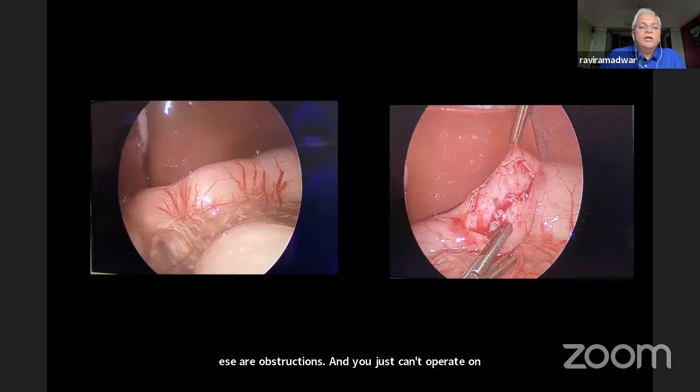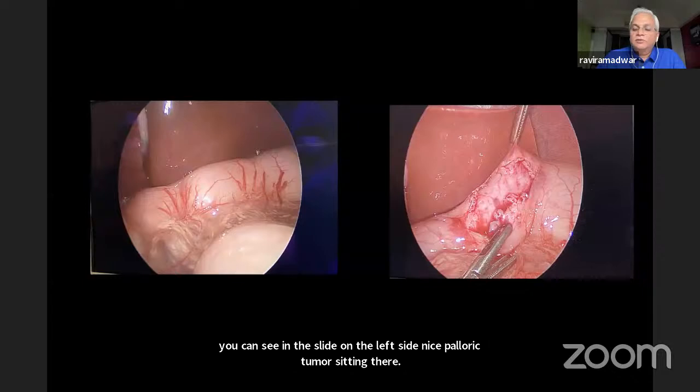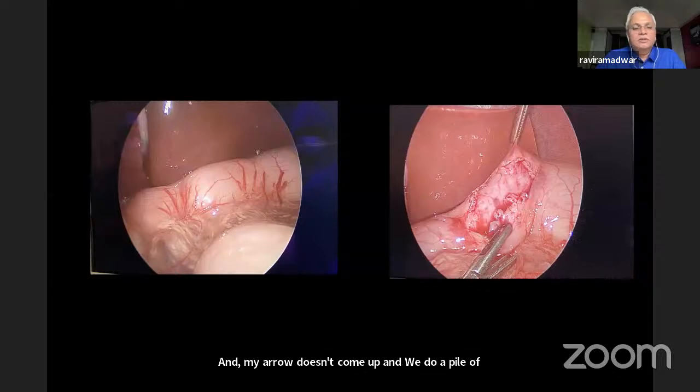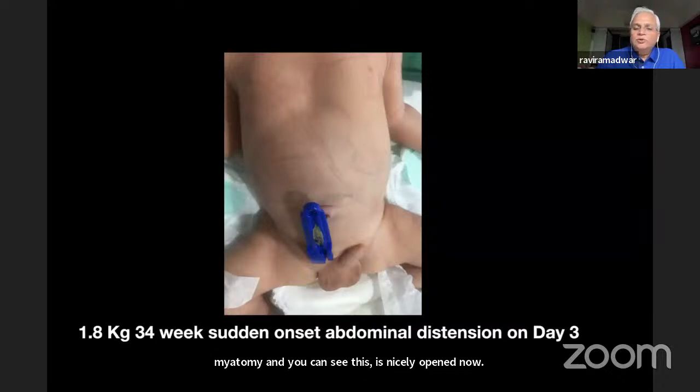Now this is the operative finding of that patient. So you can see in the slide on the left side, a nice pyloric tumor sitting there. We do a pyloromyotomy, and you can see that the pylorus is nicely opened out. So this is the treatment. Whether you do it open or laparoscopic doesn't matter, but this is the treatment. I'm going to show you some intraoperative images because I'm sure pediatricians don't get to see them many times. So I thought it might be interesting.